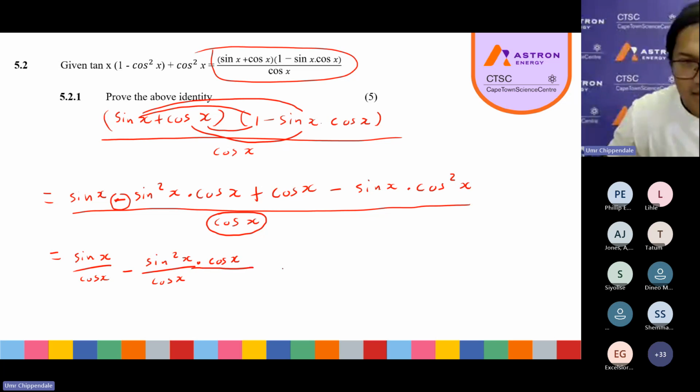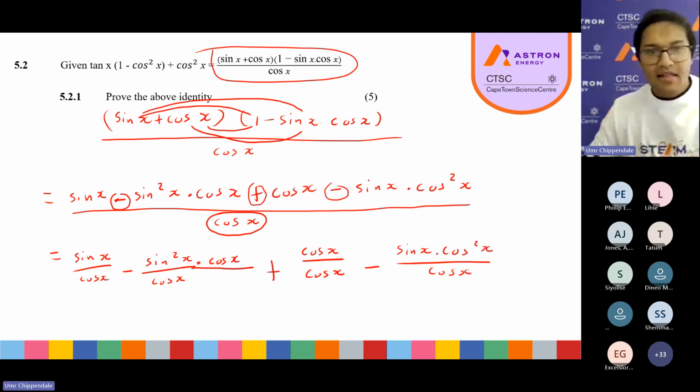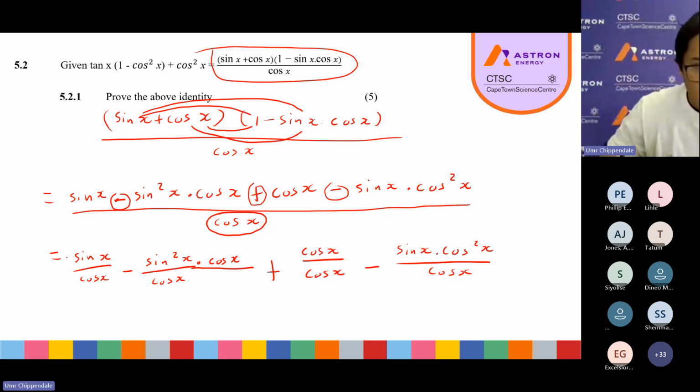You put that over there, and then you add your next term, so that is the plus now, and that came from here. And then there's going to be cos x all over cos x as well. And then you put your minus, got it from here, of course. So that is sine x times cos squared x all over cos of x. There we go. Now that we have it like this, we can see that sine x over cos x, we know it's a trig identity, which becomes tan x.